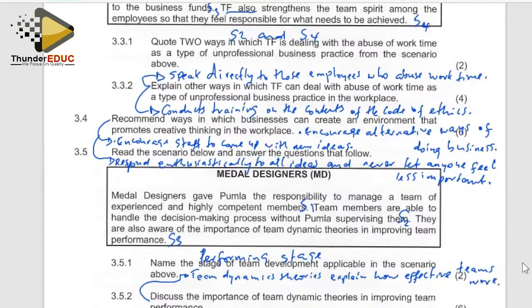Okay, right. So now we are also saying that businesses are able to allocate tasks according to the roles of team members.